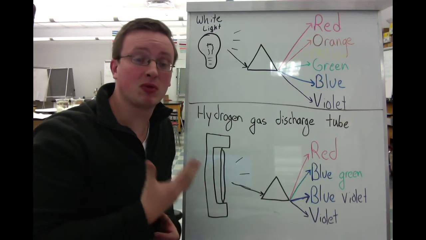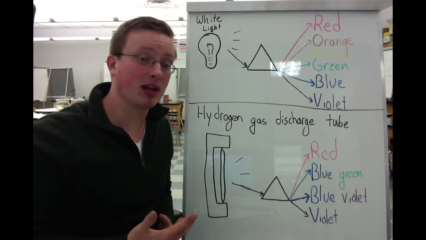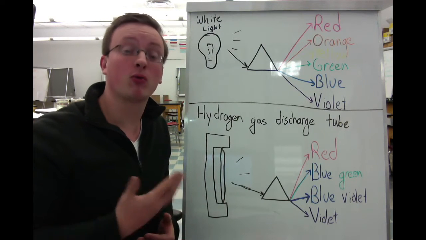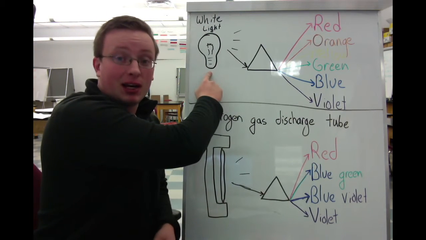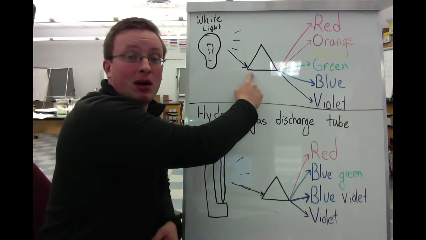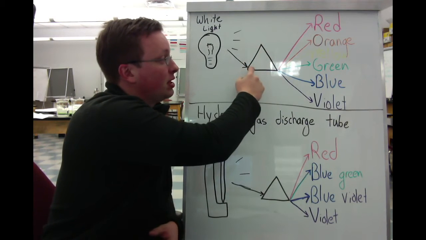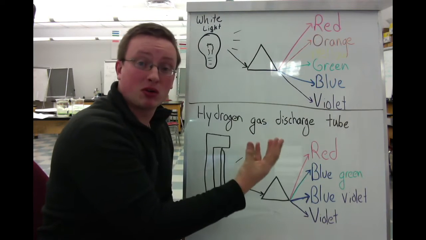You've probably seen this before. If you've ever been outside after it rains and the sun comes out, you'll see what's called a rainbow. A rainbow occurs because white light from the sun is being split up by raindrops acting as a prism, and the rainbow you see is the resulting spectrum of light.